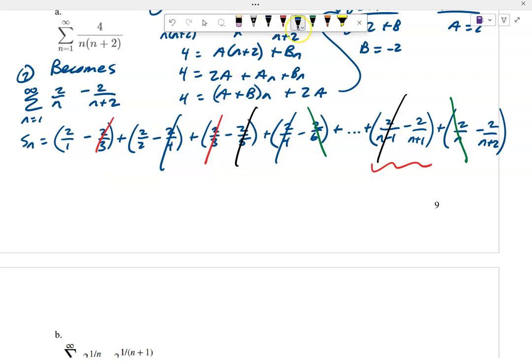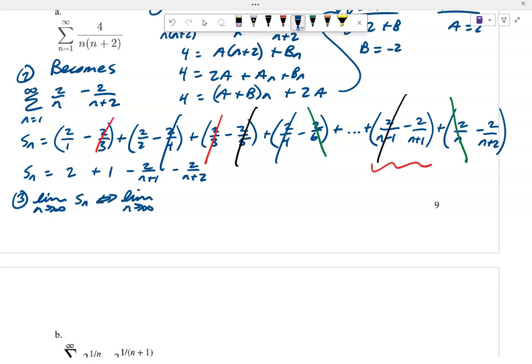And so the sum of n terms is the 2 plus 2 over 2, so plus the 1, and then minus the 2 over n plus 1 minus the 2 over n plus 2. That's what you're left with. And so does the series converge? Well, the question is, does the sequence of partial sums converge, right? So limit n goes to infinity of this s of n. Does this thing converge or not?